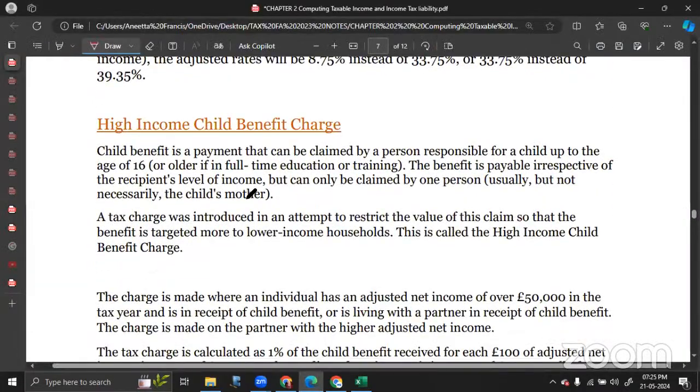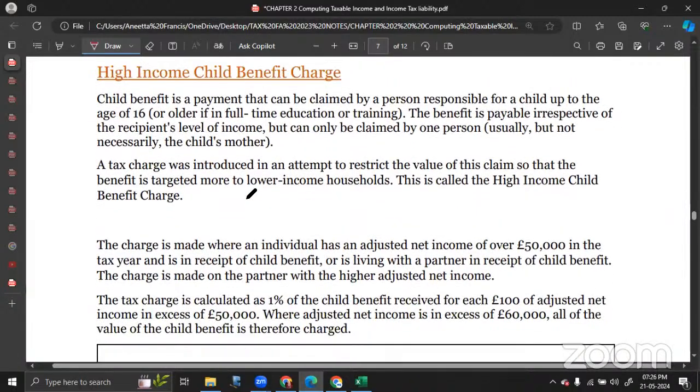Then coming to child benefit charge, normally child benefit is exempt, but that is where the adjusted net income of both the recipient and their partner is less than 50,000. But if either one of them has their adjusted net income between 50 and 60, there will be a partial charge. And if both of them or either one of them has their adjusted net income above 60,000, then the full amount they received as child benefit is given back as tax. So they receive 100, they'll give back the entire 100 as tax.